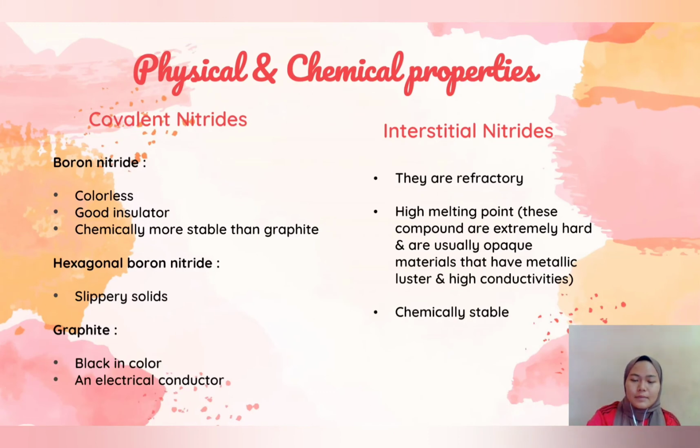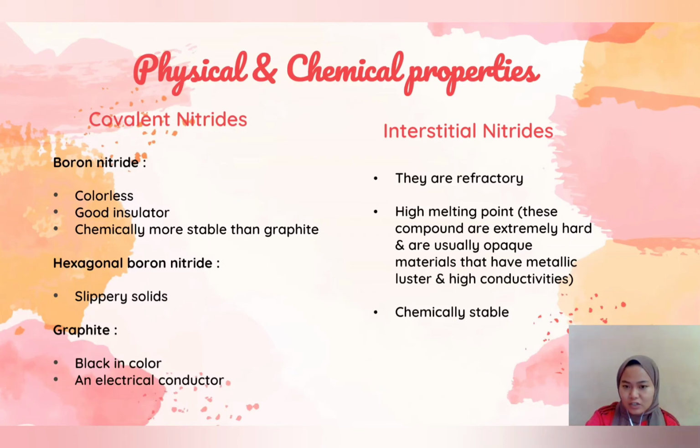For physical and chemical properties, covalent nitrides. Boron nitride is colorless, a good insulator, and chemically more stable than graphite. Hexagonal boron nitride is a very slippery solid, and graphite is black in color and an electrical conductor.